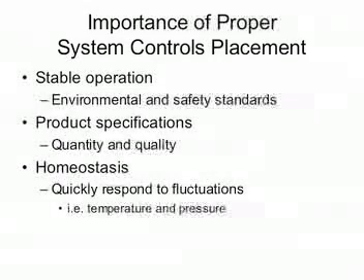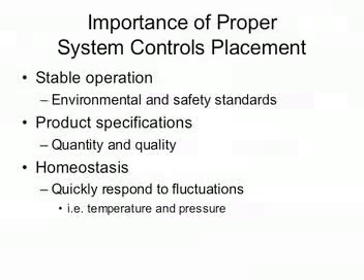There are three reasons why we need to implement proper system controls in any process. The first is stable operation. This includes any environmental and safety standards that are set by the government or EPA. Any process must meet these standards.